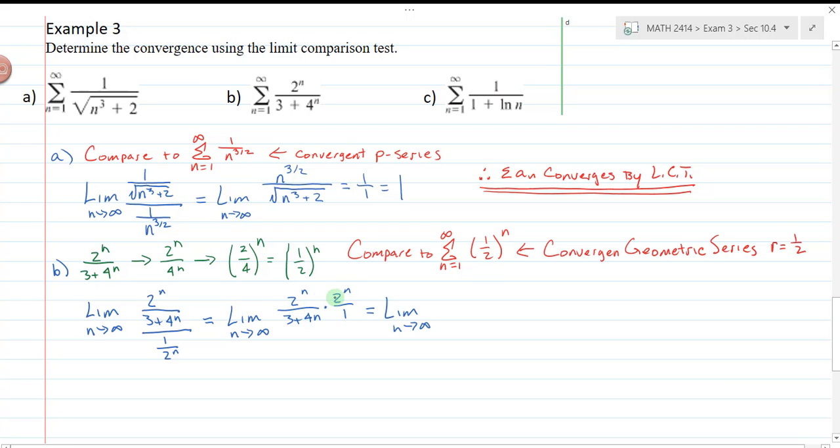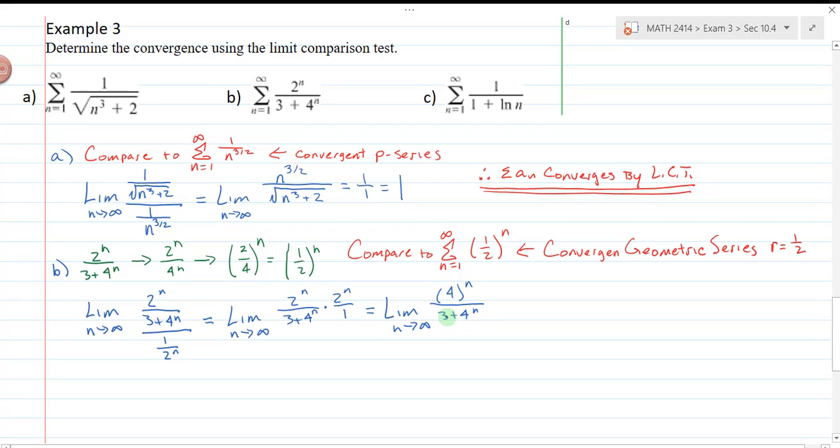What is 2 to the n times 2 to the n? The exponents are the same. Can I rewrite that as 2 times 2 raised to a power of n? Well, that's just 4 to the n over 3 plus 4 to the n. And I see now that I needed to write that n more clearly as a power. So isn't the degree of the numerator the same as the degree of the denominator?